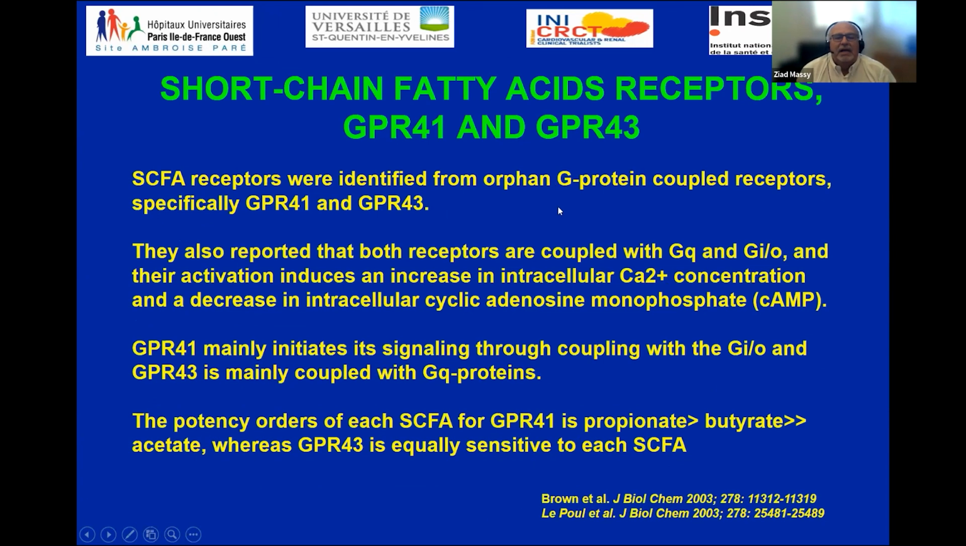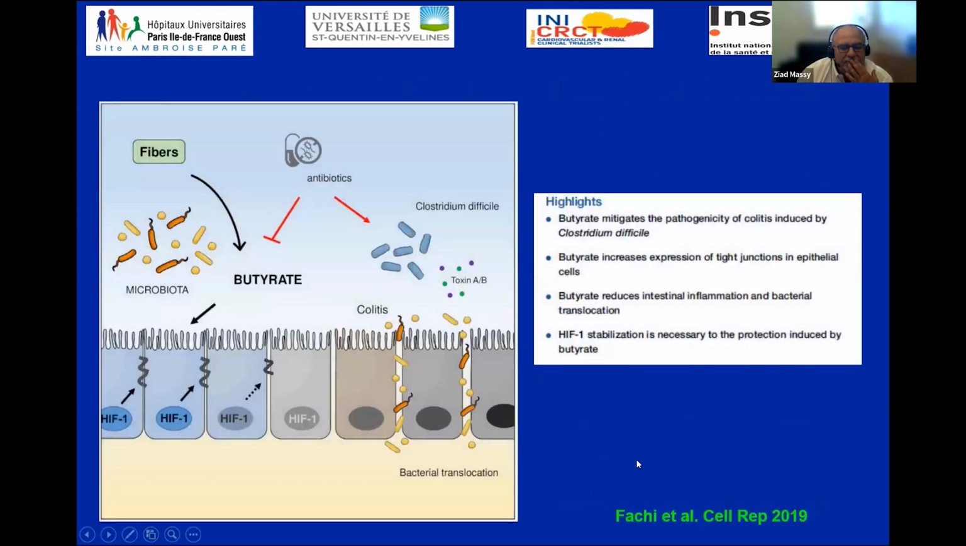And you can see they are linking to two G protein coupled receptors, GPR41 and GPR43, to have their action. There are different sensitivities as ligands to GPR41. Propionate is more sensitive than butyrate and acetate, while GPR43 has equal sensitivity for all three of them. Let's focus on butyrate for our talk today.